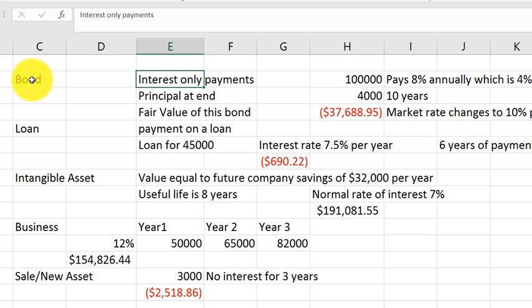So first of all is a bond. The bond example is going to have a $100,000 face value, pays 8% annually, which is 4% every 6 months. So that's typical of a bond that pays every 6 months, and it pays interest only. Let's do that for 10 years. That's $4,000 every 6 months, and then pay off the $100,000. So we need to know the fair value of the bond, or what it would sell for in a marketplace.